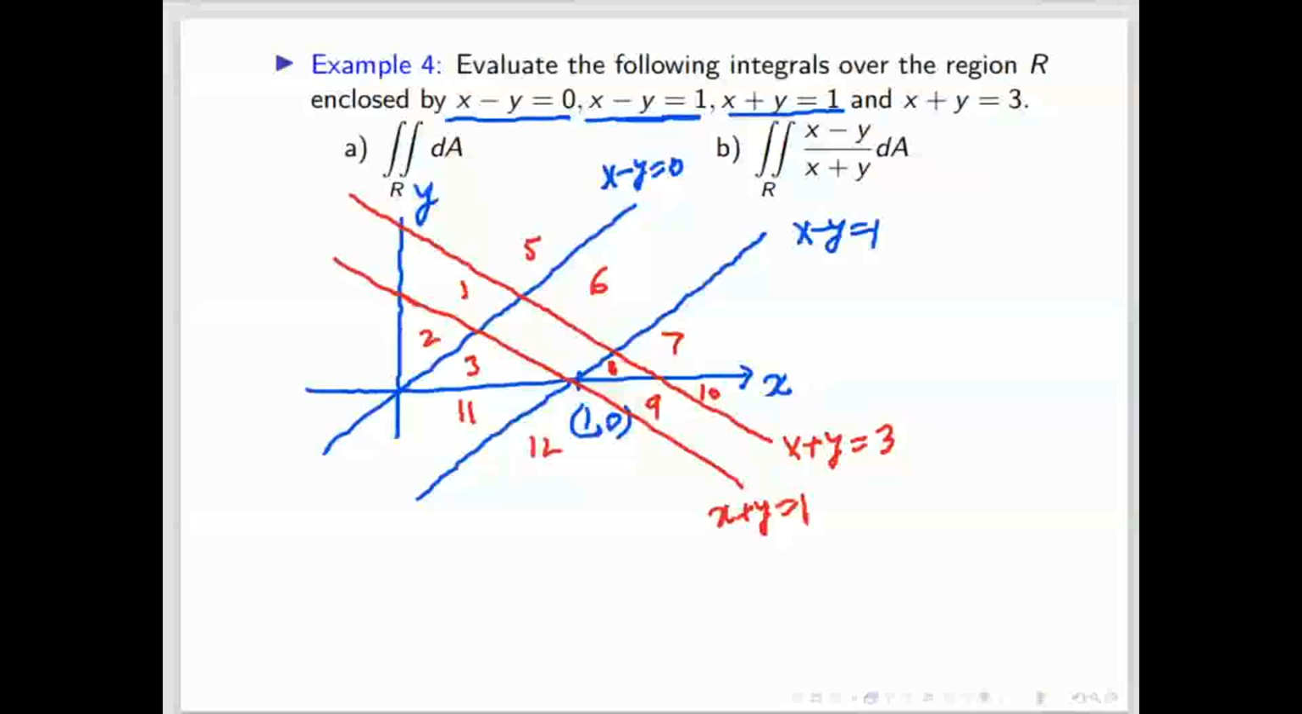So what will be the limit of x, y? Without doing the integration, can you tell me what will be the area? These are two parallel lines, the blue lines x minus y equal to 0 and x minus y equal to 1, and then the other 2 parallel lines. You know how to find the distance between 2 parallel lines. Can you calculate the area of this parallelogram? 2. Okay, 2. Someone is saying 1 also. We will see what the answer is.